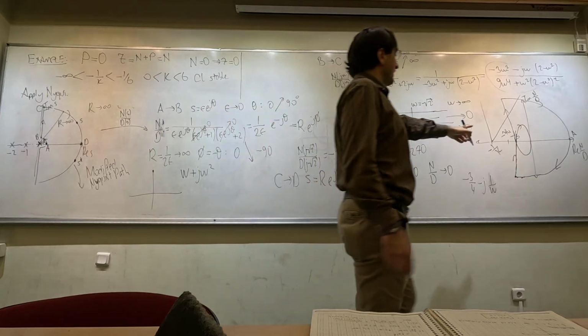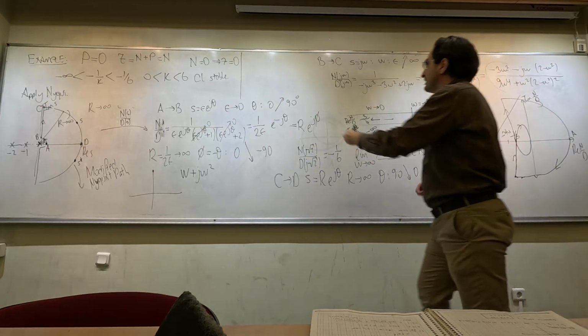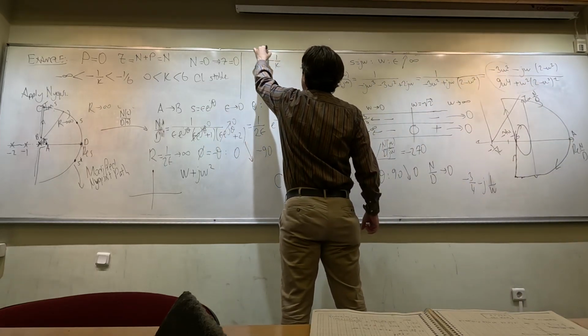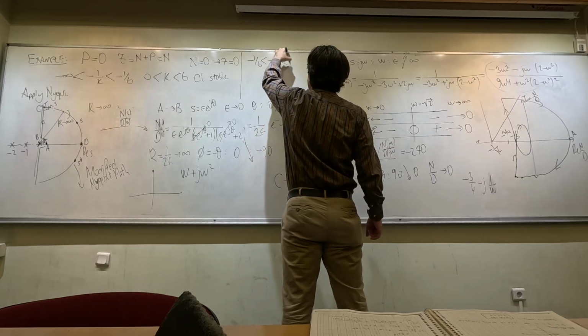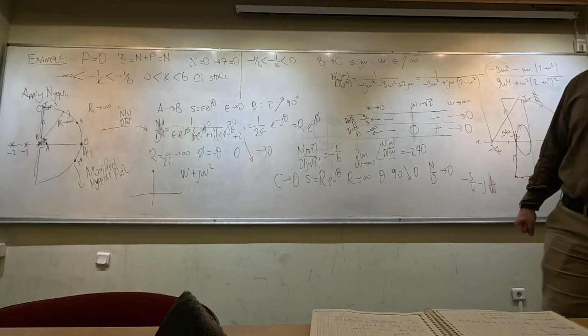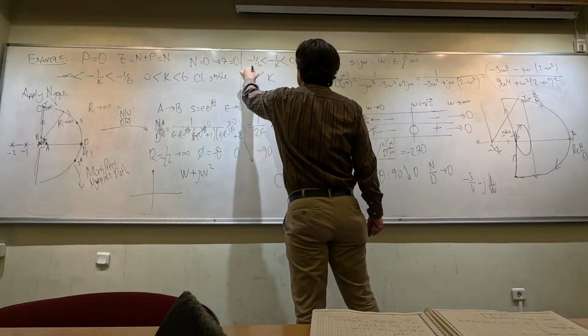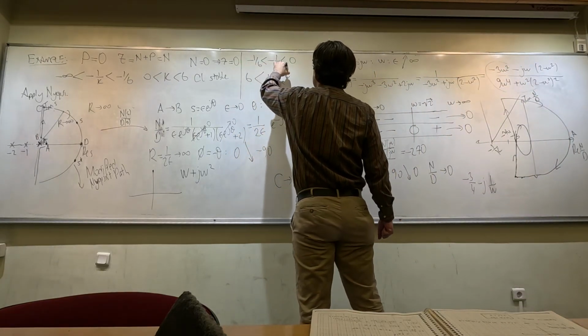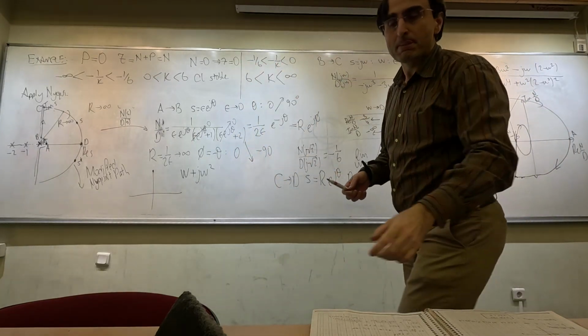Now I will look at the other interval when -1 over k is between -1 over 6 and 0. In this case, k is going to be between 6 and infinity. Okay?